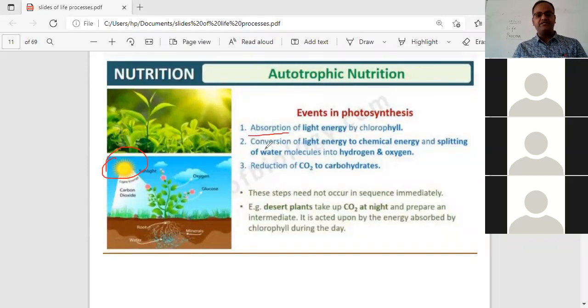The second step is that this light energy needs to be converted into chemical energy. So why are we saying the light energy is converted to chemical energy? Can anyone recall? Because we have done the equation of photosynthesis also. Why are we saying the light energy is converted to chemical energy? How are we knowing the light energy is converted into chemical energy?